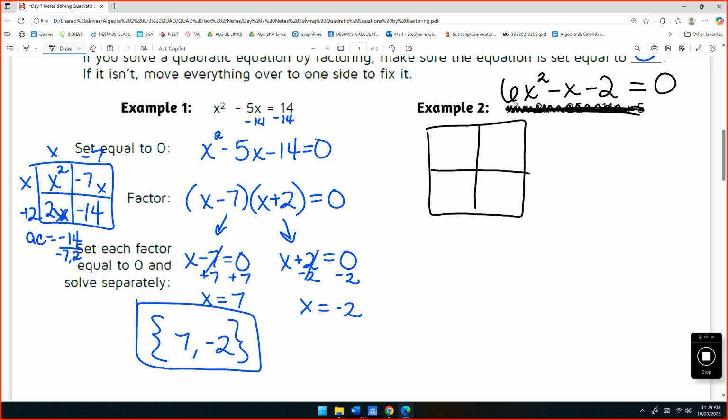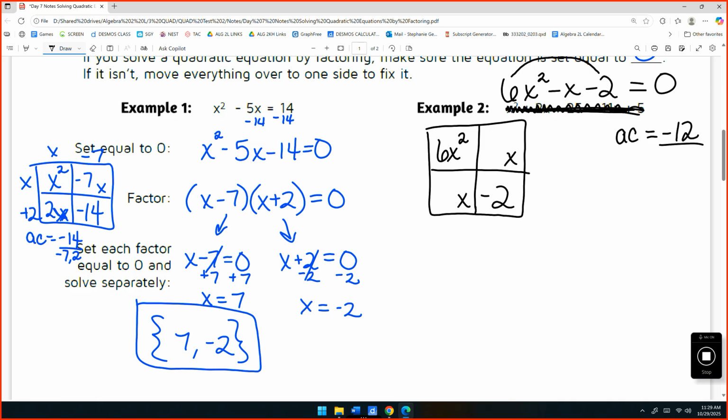Your first term goes up here, and your last term goes in the bottom right, and these are the boxes that have x in it. Now we have to figure out what goes in that box. We have to figure out what A times C is. What is A times C? 6 times negative 2. Negative 12.